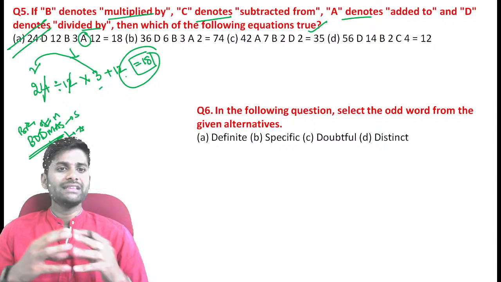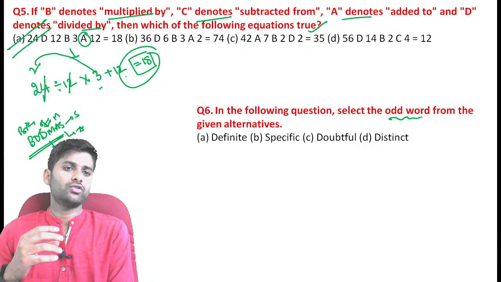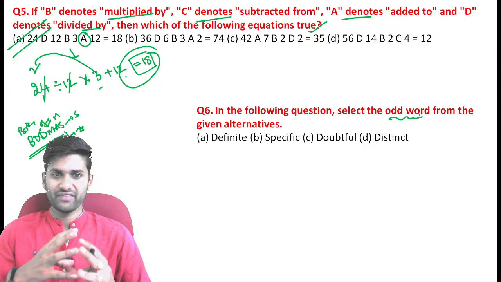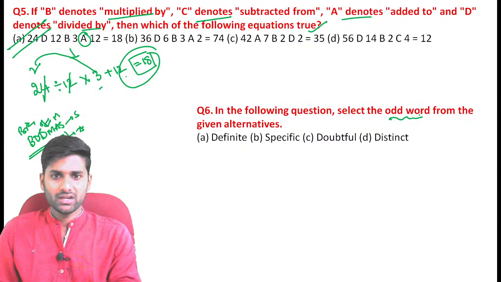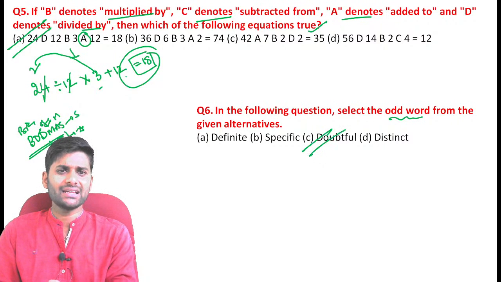Next, in which of the following select the odd word? What are the different words they given? Definite, specific, doubtful, and distant. Then which one is completely different than remaining? Now see that. So we can simply choose the direct answer is doubtful.